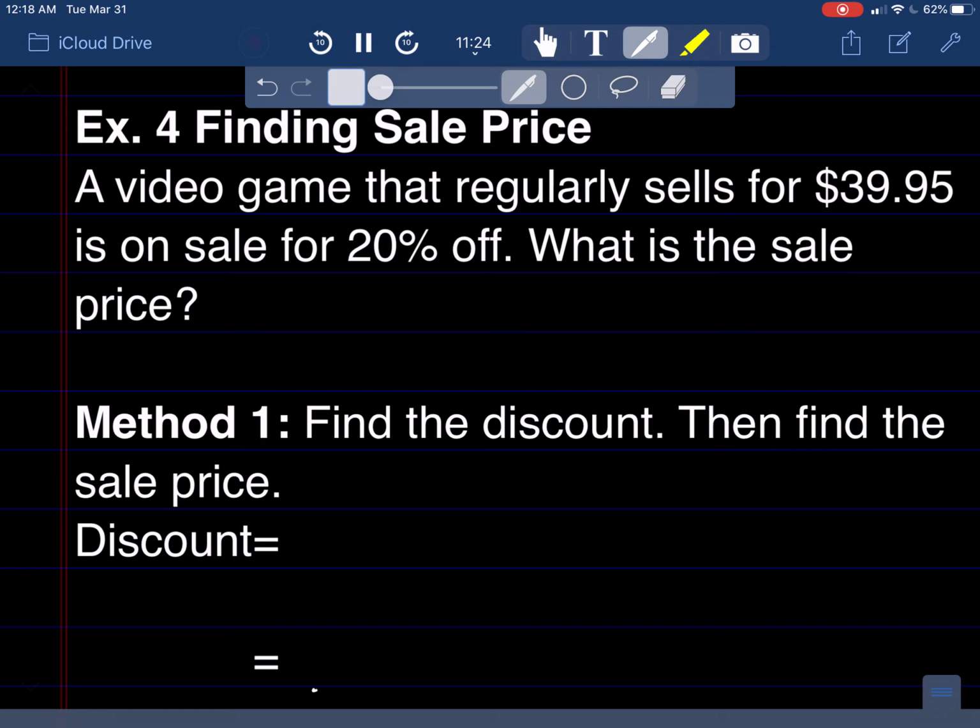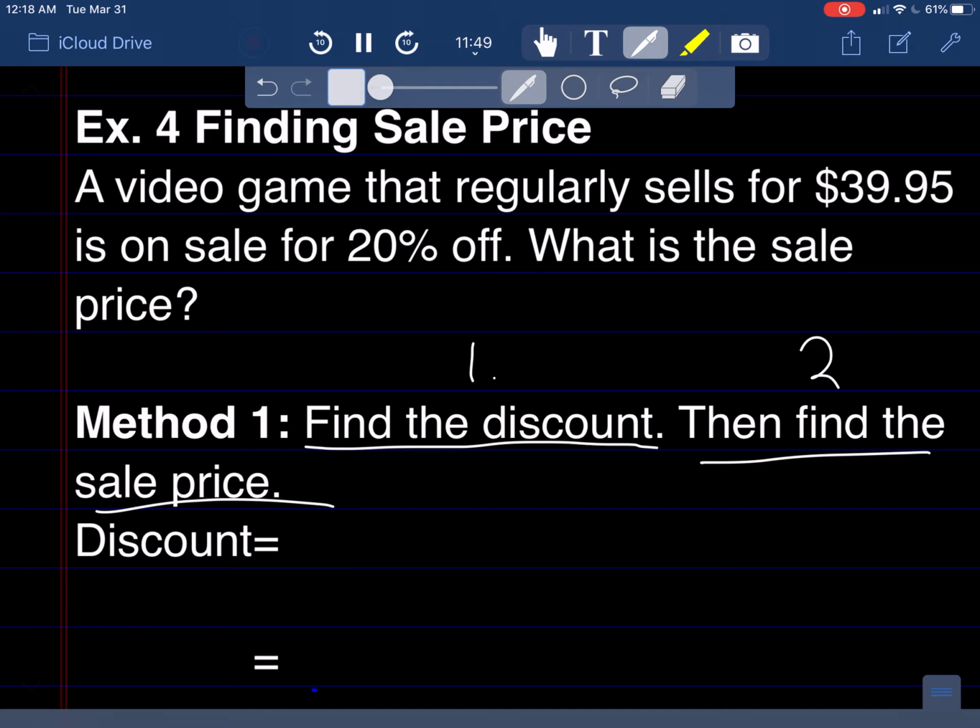Okay. So our problem for this is a video game that regularly sells for $39.95 is on sale for 20% off. What is the sale price? Okay, so for method 1, we're first going to find the discount and then find the sale price. Okay, so first we're going to find the discount.